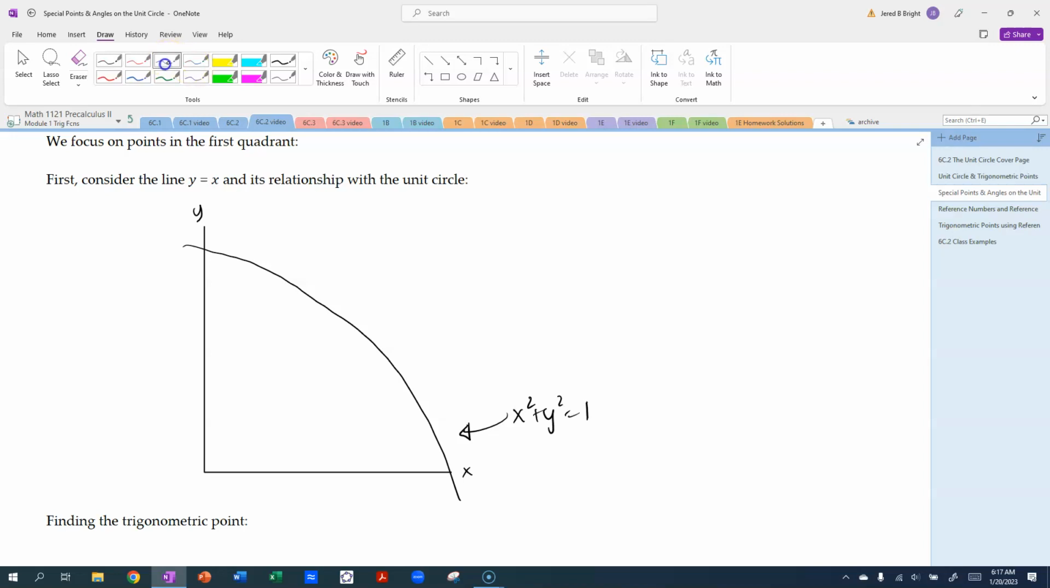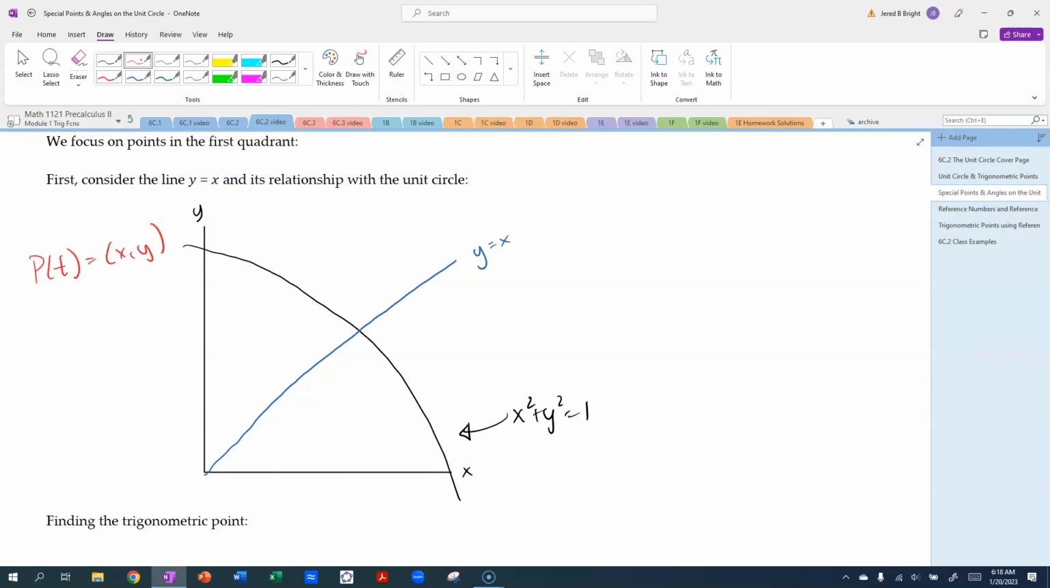Now I'm going to look at the line y equals x. If y is equal to x, that, from previous studies, is a line of slope 1, and it's going to bisect our first quadrant. So this is the line y equals x. When we talk about trigonometric points, we want to find P of t is equal to x, y.